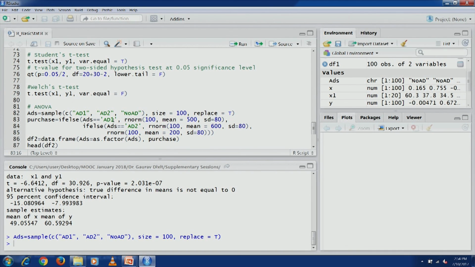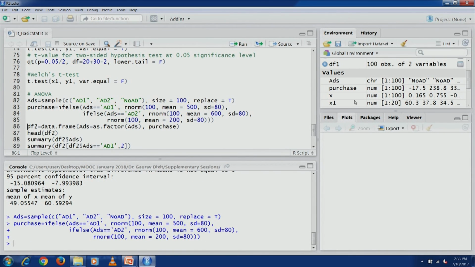Then for purchase, we want to generate 3 samples. You can see 100 observations for the first sample, which corresponds to ad 1, with mean 500 and a standard deviation. Then for ad 2, again 100 observations, mean is 600 and standard deviation is 80. You can see that the standard deviation is the same because that is part of the assumption that variance should be equal. Then the third is the no ad case. There also we have 100 observations, mean being 200 and standard deviation again the same as the previous 2 samples. So let's execute this code. You would see purchase has been created.